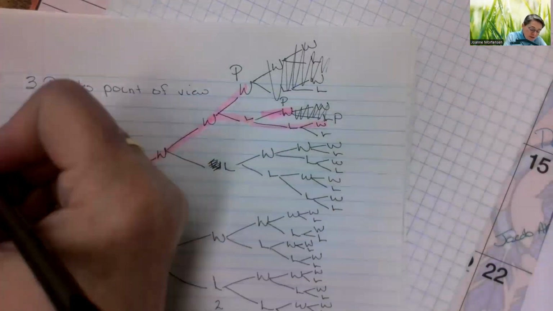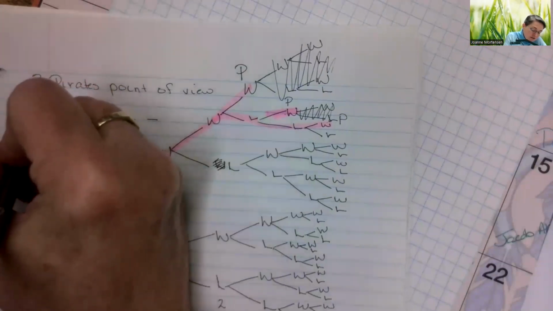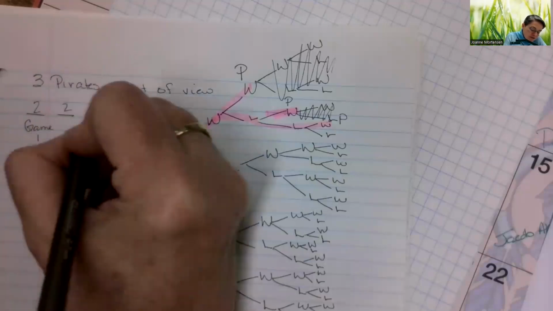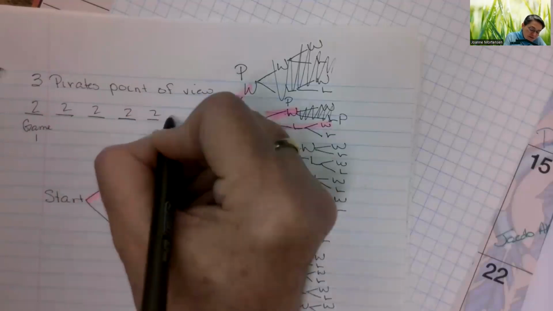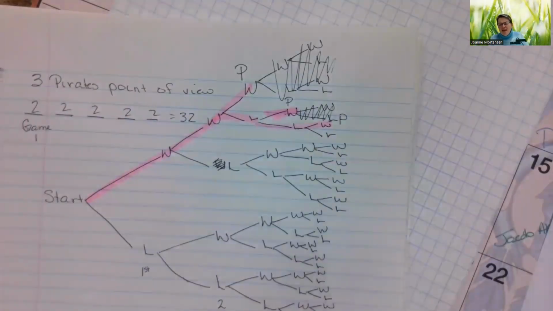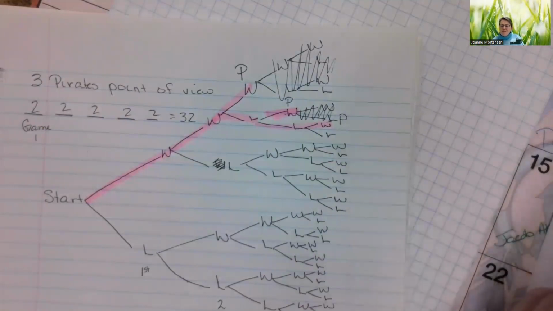So what do we want to know? Possibilities, 1, 2, 3, 4, 5. Game 1. 2 choices, 2 choices, 2 choices, 2 choices, 2 choices. 32 choices. I would suspect mathematically that if we went through all of this, there should be probably 16 times that the Pirates win and 16 times that the Yankees win. But I will not force you to do that.